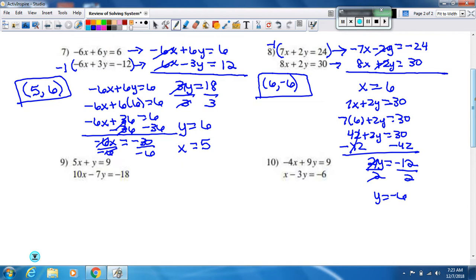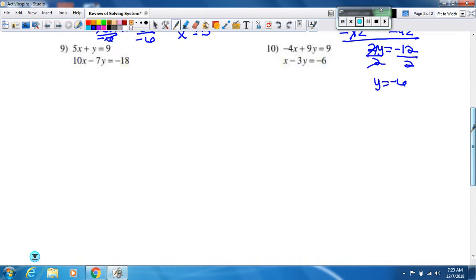Okay, number 9. If I multiply the top equation by 2, I can get, sorry, it's got to be a negative 2. Negative 2, I can get my x's to cancel out. So let's do that. There's a whole bunch of different approaches you can take, and it doesn't mean your approach is incorrect. Like I said, these are systems of equations, so you can do different approaches and get the same answer.